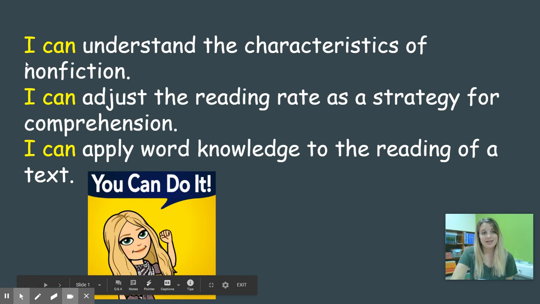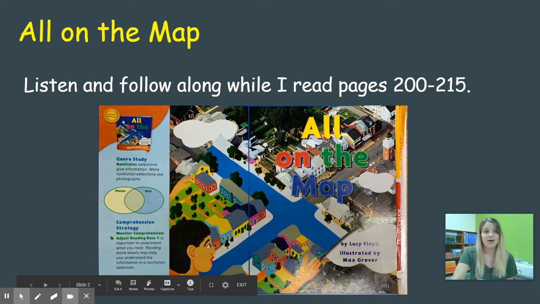So your learning target today is I can understand the characteristics of nonfiction, I can adjust the reading rate as a strategy for comprehension, and I can apply word knowledge to the reading of a text. All right, so today we are going to be reading All on the Map. So go ahead and get out your Storytown textbook and turn to page 200.